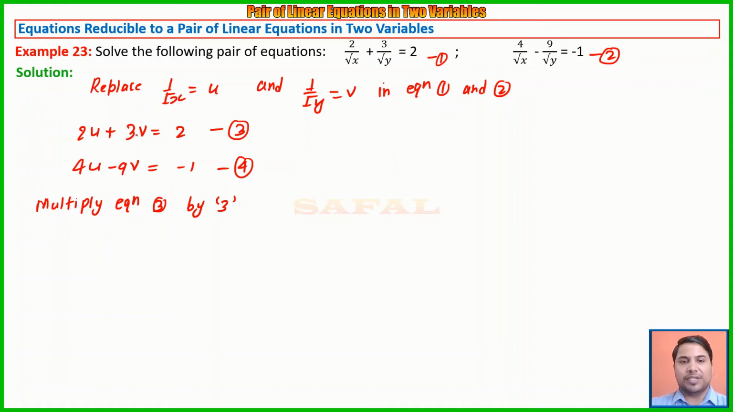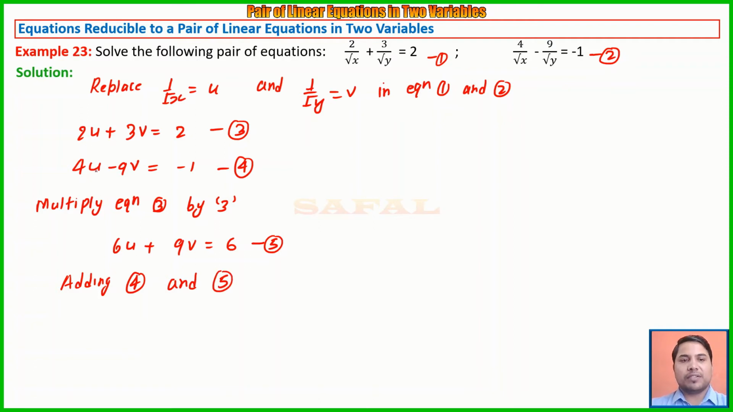So what will happen? The coefficient of v will become 9v, right? And equation 4 already has minus 9v. So 3 times 2u is 6u, plus 9v, and again 6. Okay, so this I am calling 5. So adding equation 4 and 5.